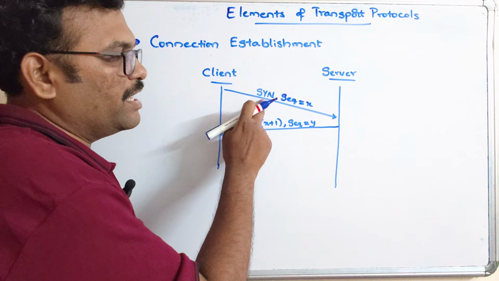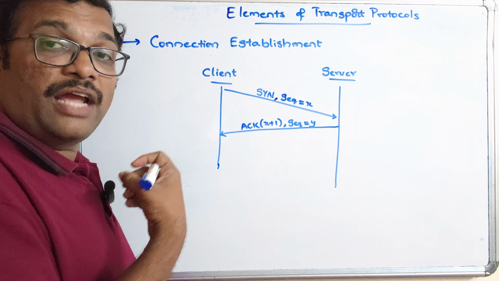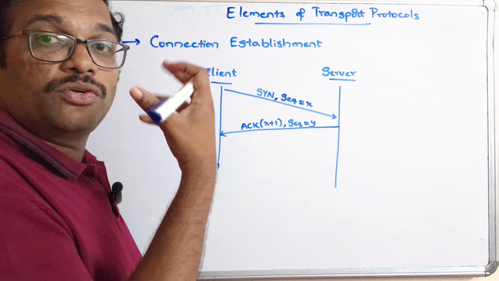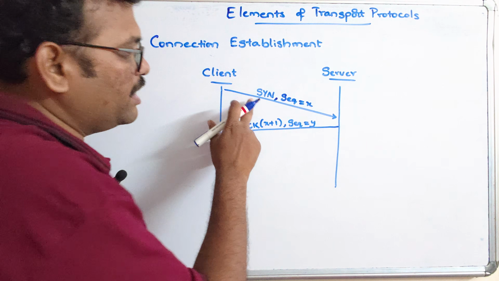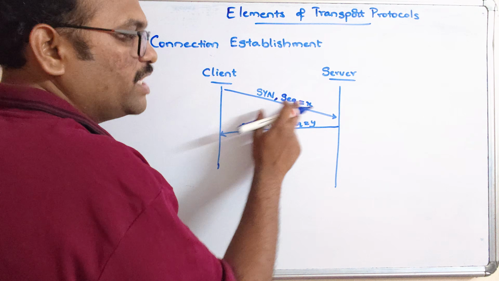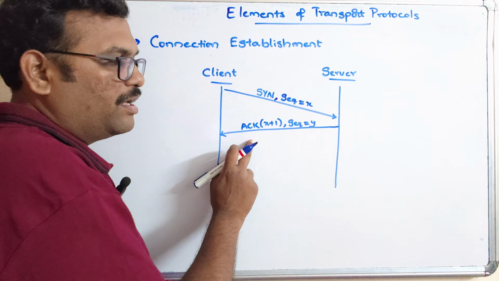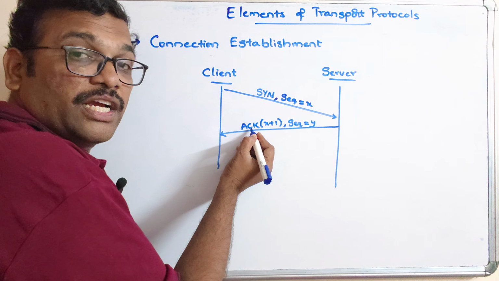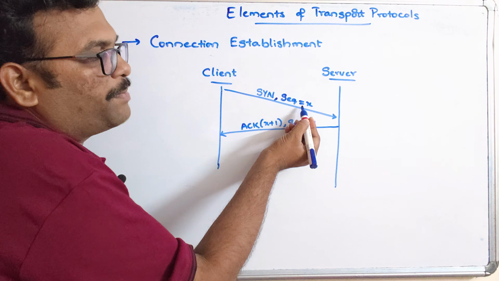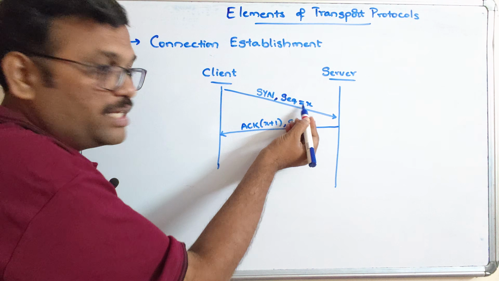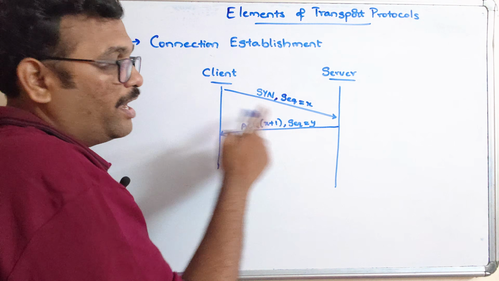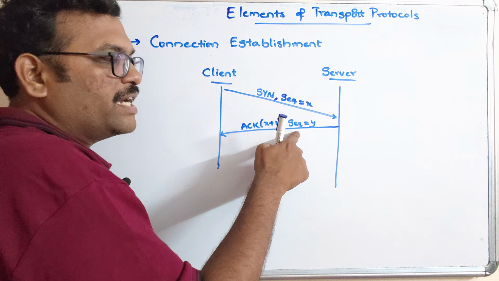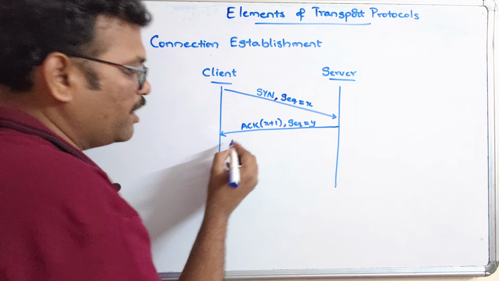Okay, so first synchronize message, that means I want to connect with you, I want to share the data with you, so please establish a connection. So like that a message will be sent to the server, with the sequence number. So for that the acknowledgement will be done. For which acknowledgement is done? X plus 1. Previous message is x, sequence number is x, so x plus 1 is the acknowledgement given from the server to client. Along with that, it will also send the sequence number of server, that is y.